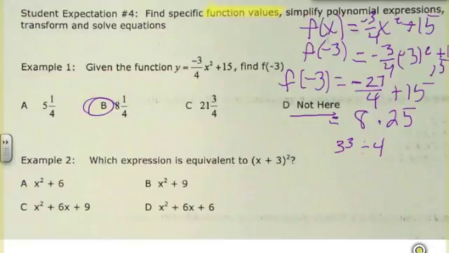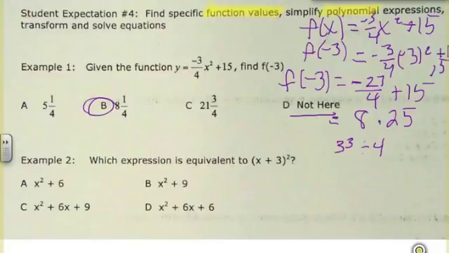All right, going back up to our student expectation number 4 at the top, it says simplify polynomial expressions. So let's highlight the word polynomials, which means you have expressions with more than one term. Poly meaning many. All right, so we have the expression x plus 3 quantity squared.